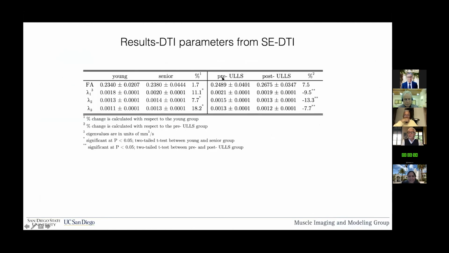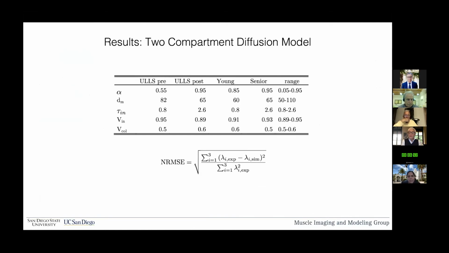So let me go fast. I'll just go directly to the results. The two compartment model shows the ellipticity actually decreases, meaning the greater the ellipticity means the more anisotropic the fiber in cross section is, and here it is lower from 1. So 0.55 means very elliptical, and post it became 0.95. Same with young and old, the ellipticity, the fiber cross section became more circular.